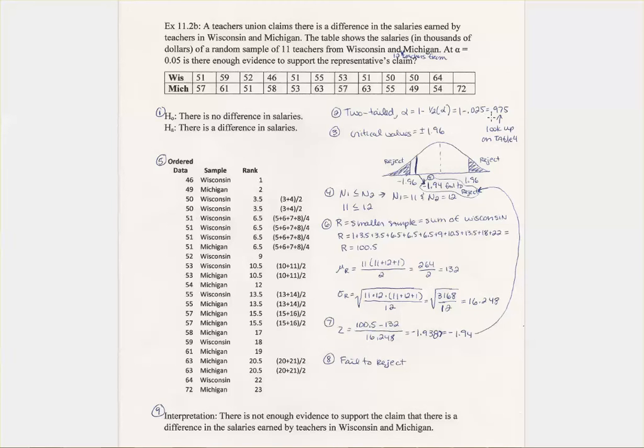So that 0.975 is actually the number you're going to be looking up in the middle of the table and work your way out to get that critical value of plus or minus 1.96. And remember, that's just because it's two-tailed, so you've got your two different rejection regions.